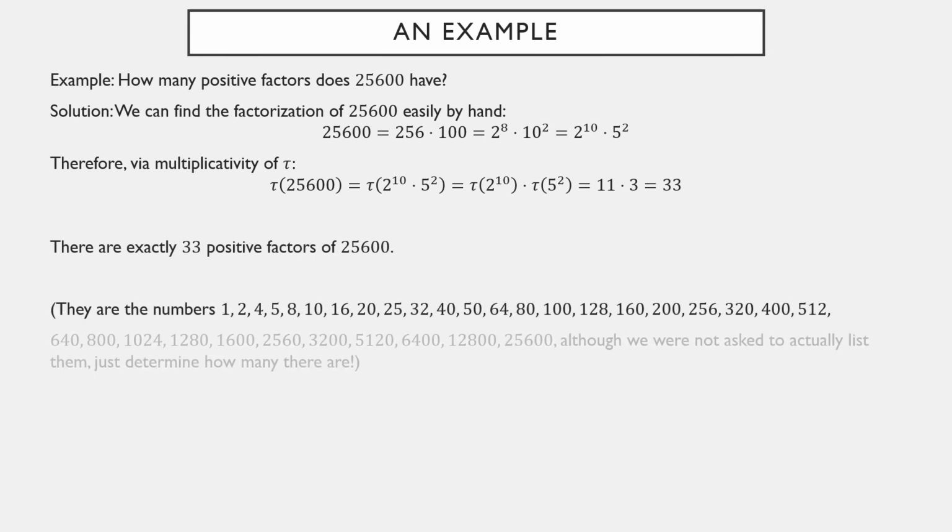Here's a list, but we actually weren't asked to find all of the positive factors. We were simply asked how many there are. So if someone walks up to you and asks, what are the positive factors of 25,600, you have a long problem ahead of you. If someone asks, how many positive factors does it have, all you have to do is what we did above: compute tau of 25,600 and see that it's 33.